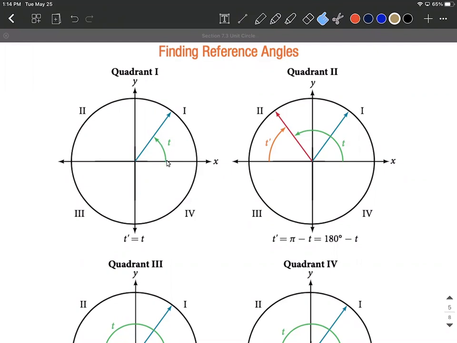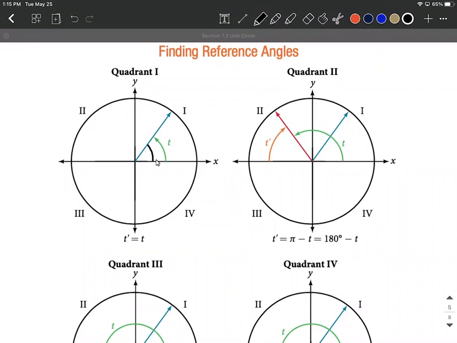So quadrant one, an angle that just fits into quadrant one, when you draw an angle from wherever the terminal side of the initial angle lands, you draw it to the x-axis, it's just going to fit and be the exact same as whatever t was. This angle is also going to be our reference angle.